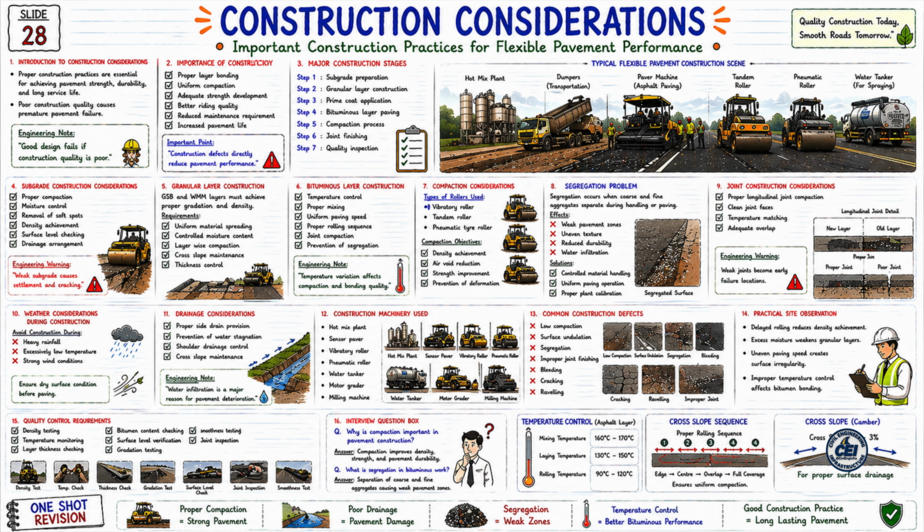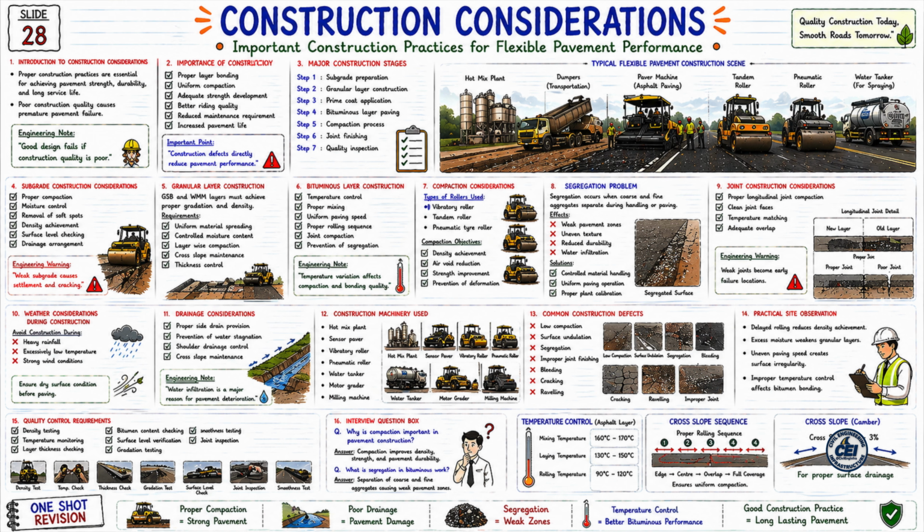Now let us look at the 9th topic. 9 Joint construction considerations. Joint construction में क्या important है? Proper longitudinal joint compaction. Clean joint face. Temperature matching. Adequate overlap. Now see the engineering warning below. Weak joints become early failure locations. And longitudinal joint cracking is a very common problem in field projects.